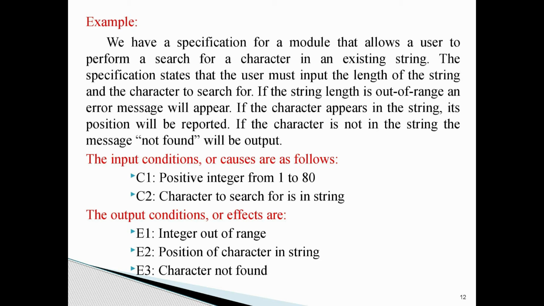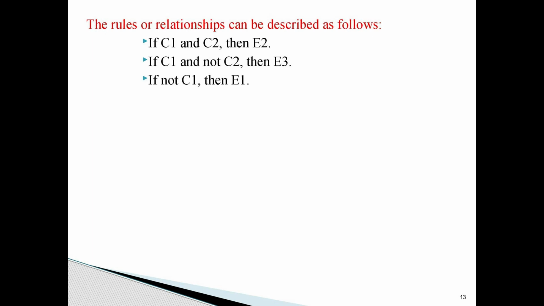So these are the 2 causes and 3 effects. They are described as follows: if C1 and C2 are correct, that is cause 1 and cause 2 are present, then E2 will be true. If C1 and not C2, then E3 will be true. If not C1, then E1 will be true. What this means is that if cause 1 and cause 2 occur, then the effect E2 will occur.